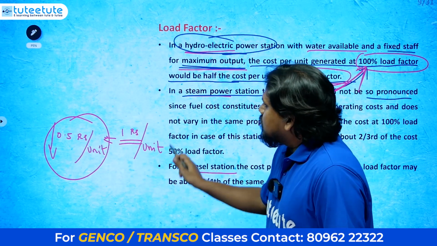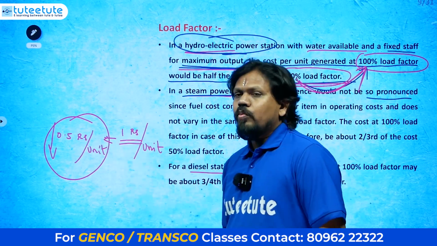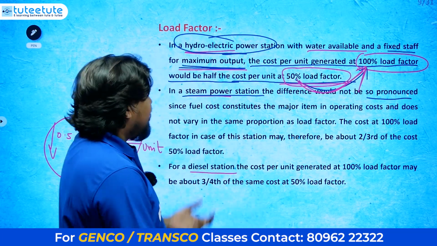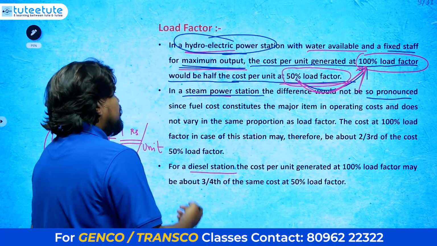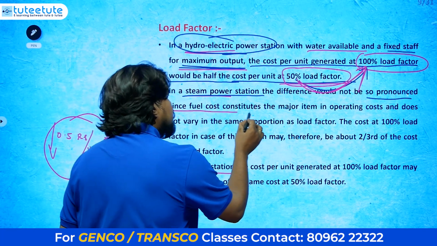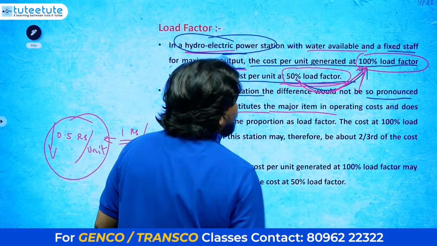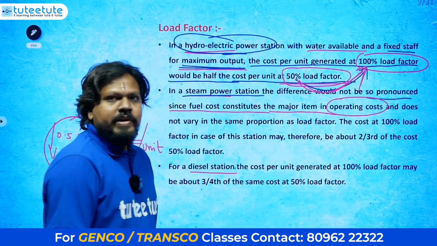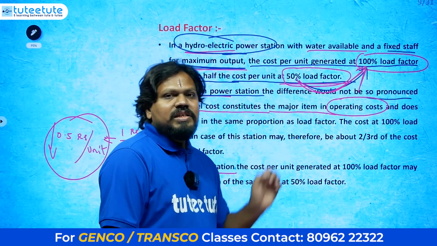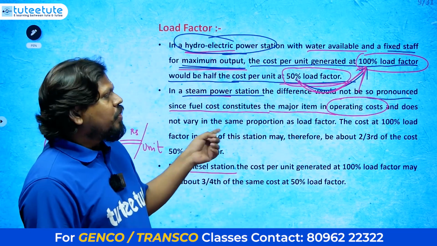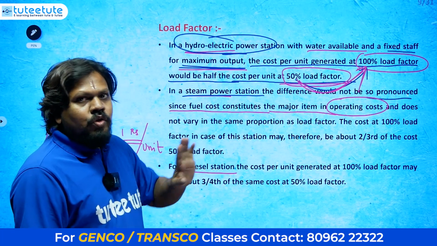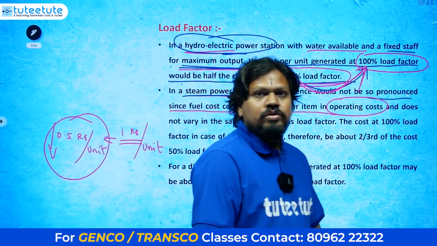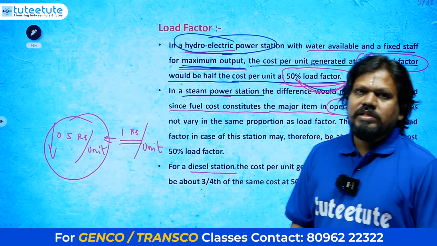So previously it is 1 rupee per unit. Now it is 0.5 rupees per unit, meaning you are getting almost half, okay. But here you will not be getting this much. Since the fuel cost constitutes the major item in the operating cost, which is major in steam power plants, the operating cost here is high. So even if you increase the load factor, we won't expect this much rapid change in the unit cost. So the unit cost will not be this much less, understood?